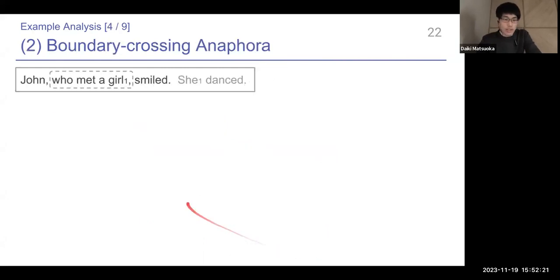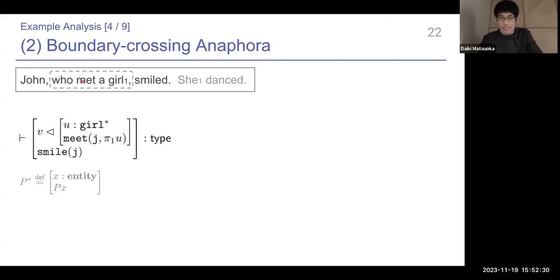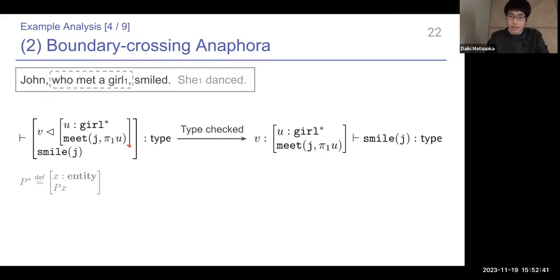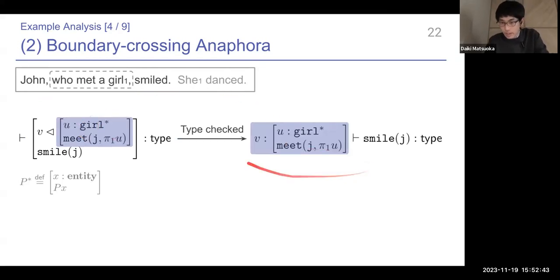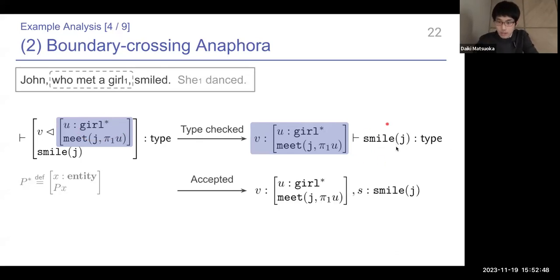And the next example is boundary-crossing anaphora. So here's an example: John, who met a girl, smiled, and she danced. Here she refers back to a girl in the appositive. So let's quickly see the semantic representation. So who met a girl is here. So there is a girl u, such that John met her. And we type check it. And then the appositive content projects out and is now in the context. And let's assume that this at-issue content is also accepted by the addressee. So we now have this updated context.